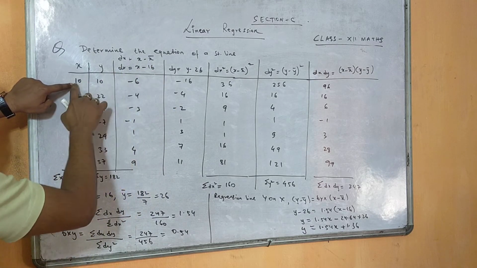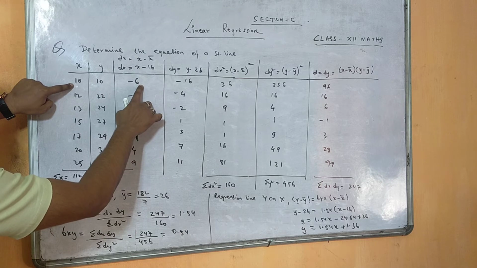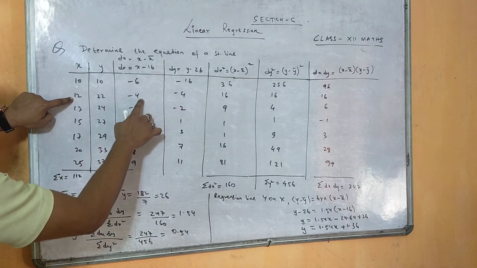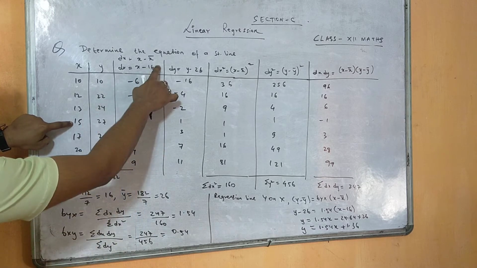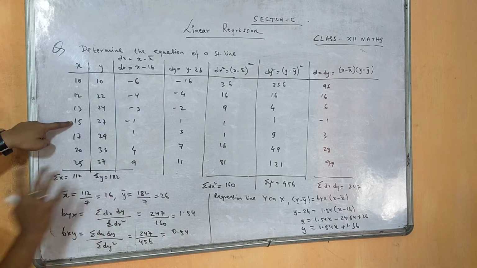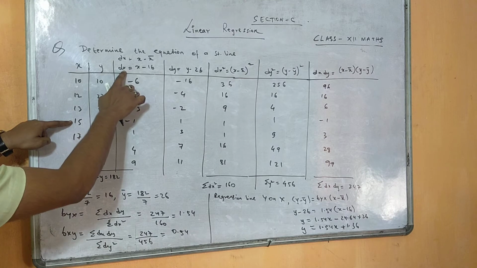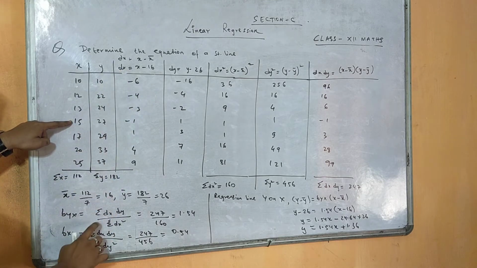10. So 10 minus 16 is minus 6. 12 minus 16 is minus 4. 13 minus 16 is minus 3. 15 minus 16 is minus 1. So like this we will be writing all the elements. Okay, that is dx, because dx we require here in the formula.